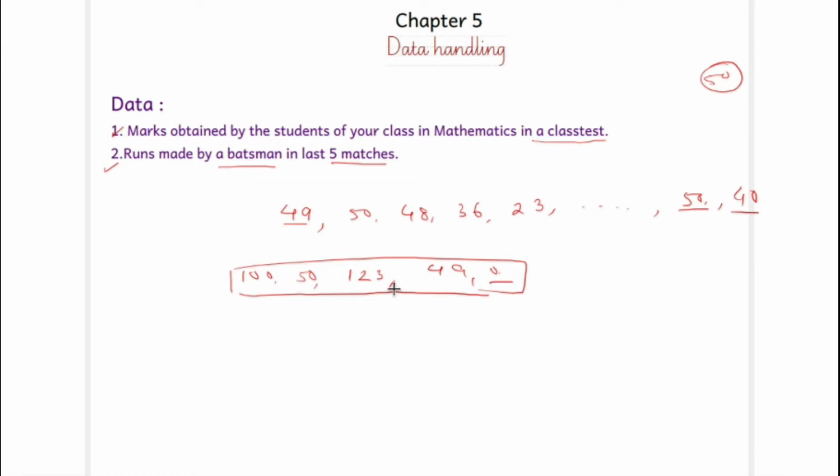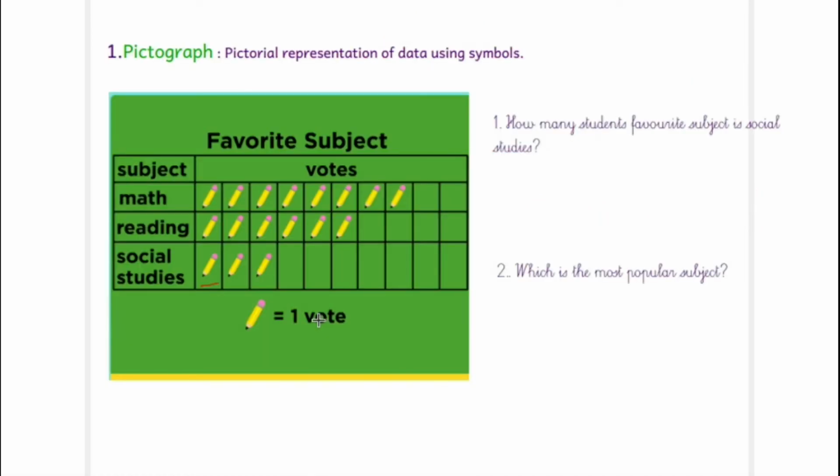Data is usually collected in the context of a situation that we want to study. Suppose here we want to study the runs of this batsman, so we will collect this data. Then we have to represent it graphically to get a clearer idea of the data. In your previous classes we have learned about pictograph, bar graph, and double bar graph. Now we are going to discuss all those concepts again. The first one is pictograph.